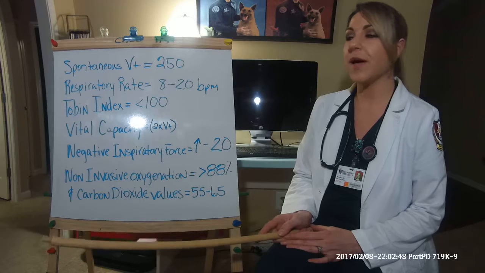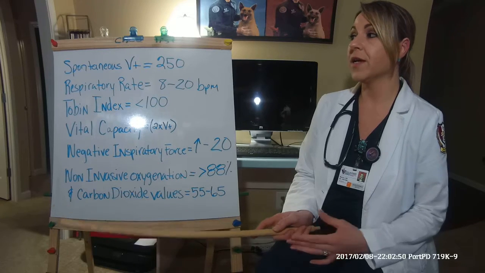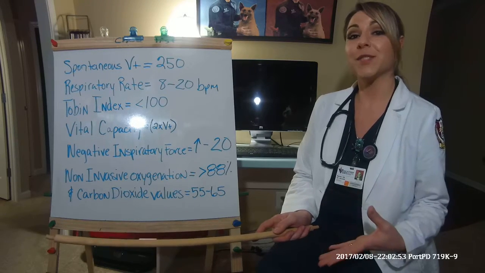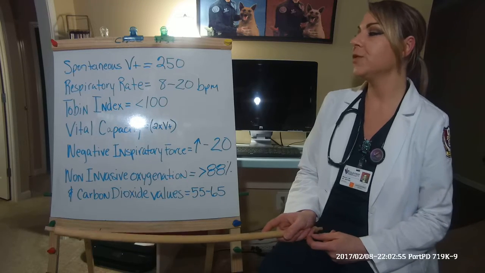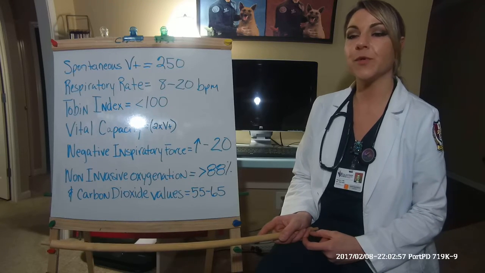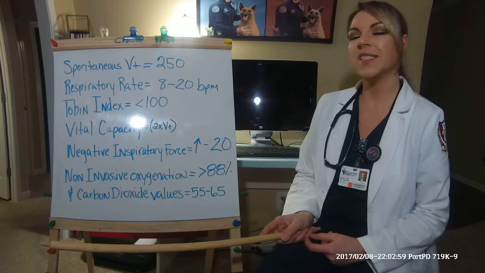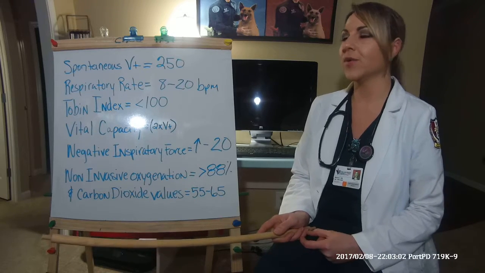Respiratory rate is the amount of times that you breathe in a minute's time. So 8 to 20 breaths per minute would be acceptable during this weaning trial. Let's say that I'd like her at 18 breaths per minute.